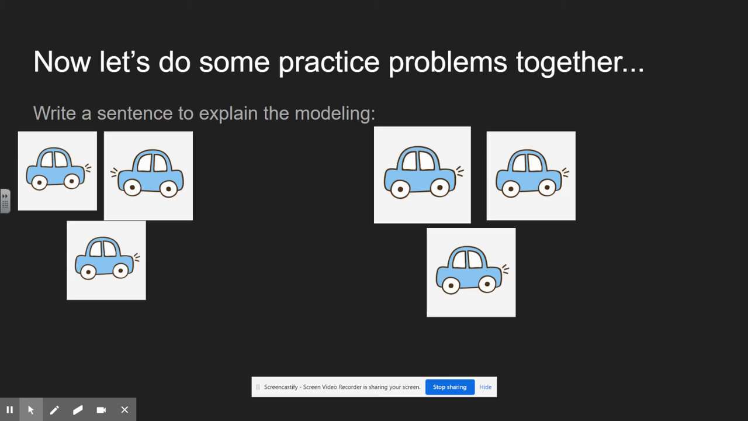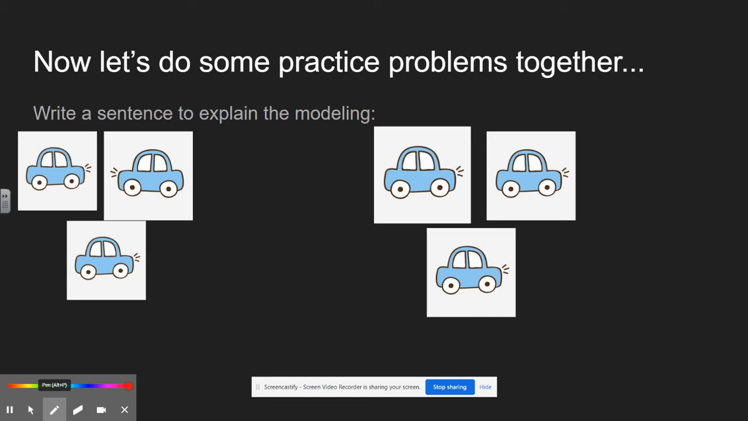Let's do some practice problems together. This one's asking us to write a sentence to explain the modeling. Okay, the modeling is what they're showing us. So I'm going to say, let's see, listen very close. I'm going to say, there are 2 groups of 3 cars. Each car has 2 wheels on one side.